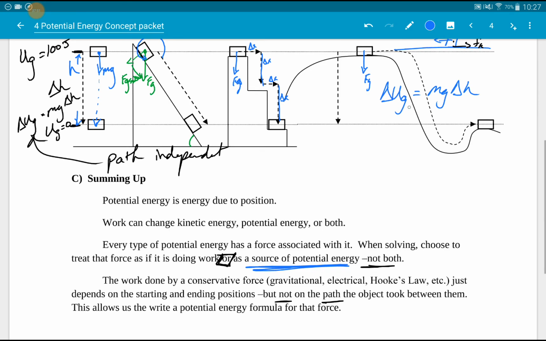Now, we know it's equal to the amount of work, so then you go, oh, well, what if I needed to find out the amount of work that gravity did on this thing? Well, that's equal to the negative amount of work. Why is it negative? Well, let's look back over here.